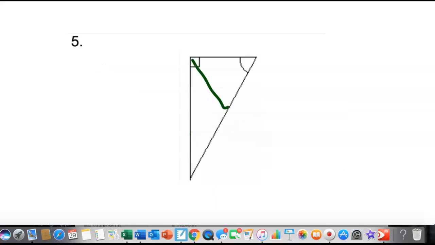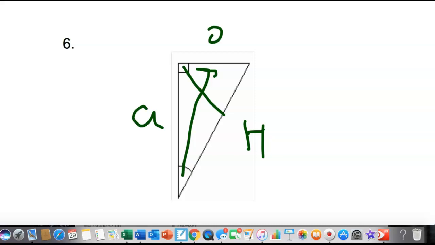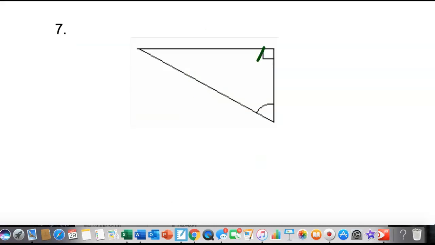On to our next one. Here's my hypotenuse. Opposite, this would be my adjacent. Hypotenuse, opposite, adjacent.